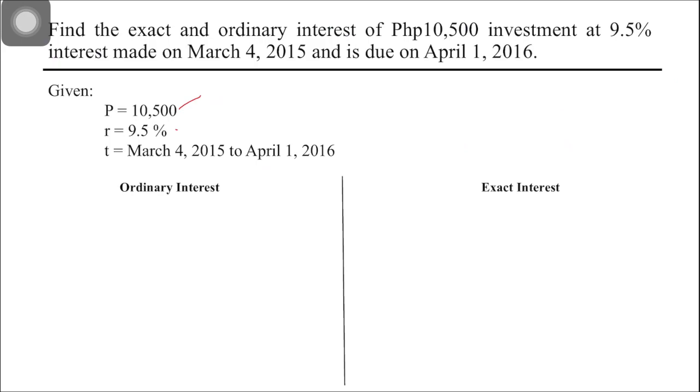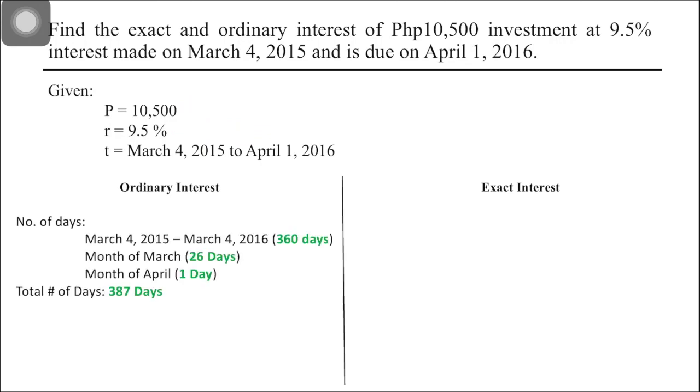Okay. So, given, your P there is the 10,500. Your interest rate is 9.5%. So, express this into decimal form. This is 0.095. Then, the time is from March 4, 2015 to April 1, 2016. So, in ordinary interest, we assume that 1 year is 360 days. So, this is the number. This is the calculation in the number of days.